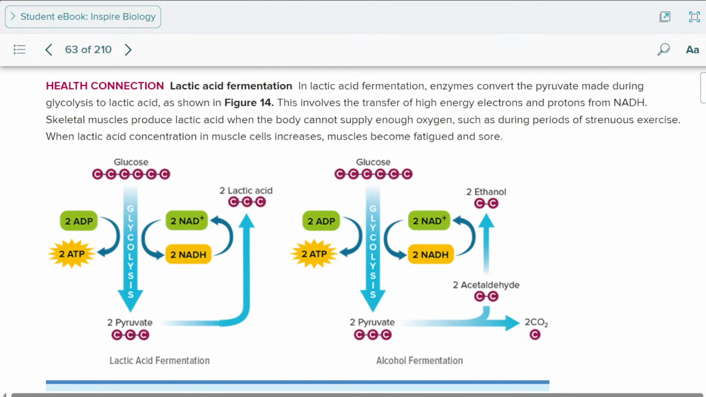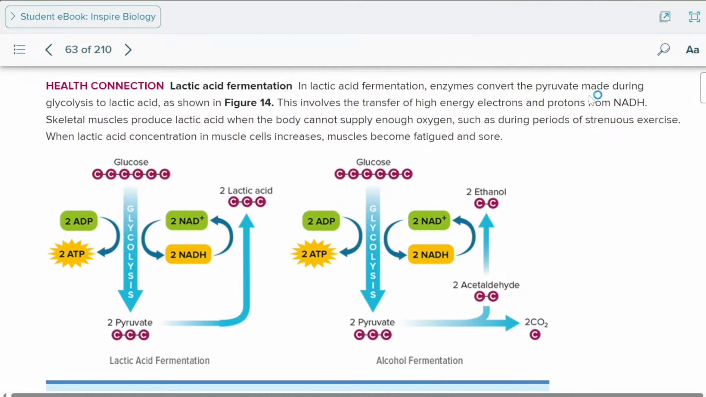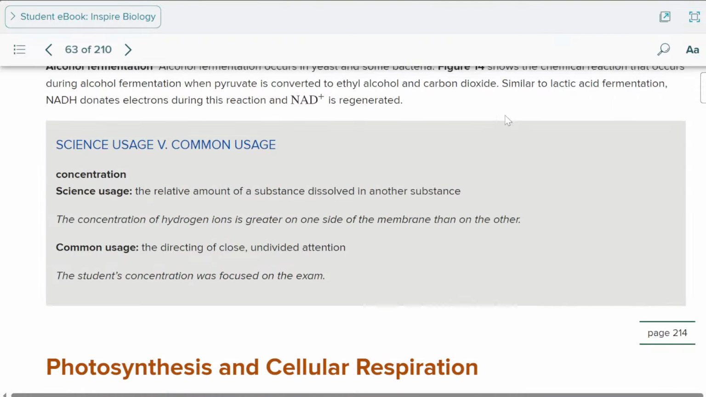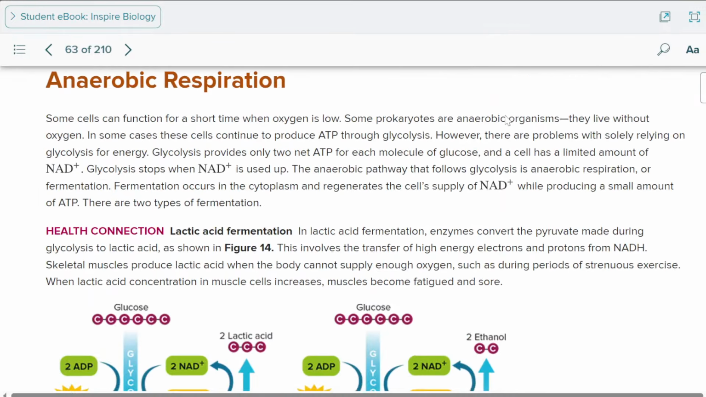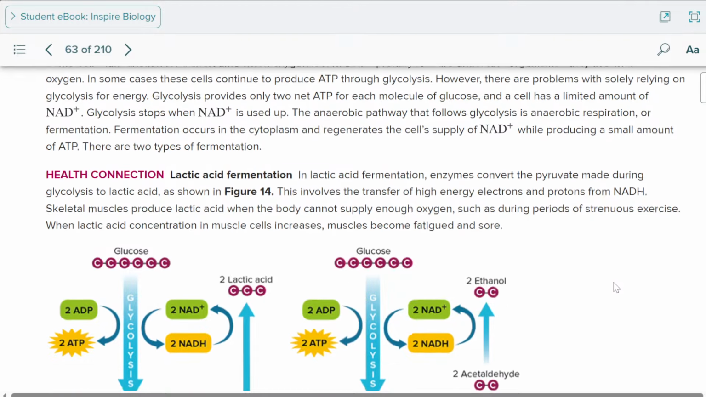Oh, I heard about this part. Wait. I gotta check where I got my downloads. I downloaded this one. I was gonna open it in time. Okay. We're just gonna have to wait a while. We're gonna also go through a lot now. But this is kind of the last part, you know? And I don't think it's gonna be that hard, is it? Okay. Where did we stop? Health connection, lactic acid fermentation.